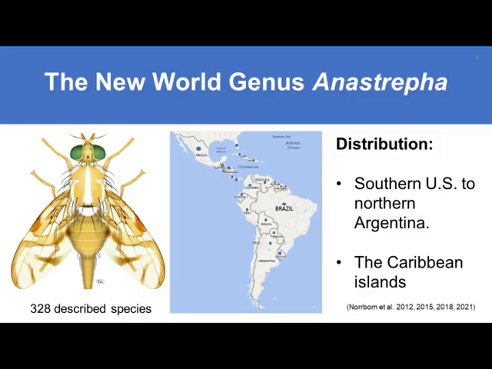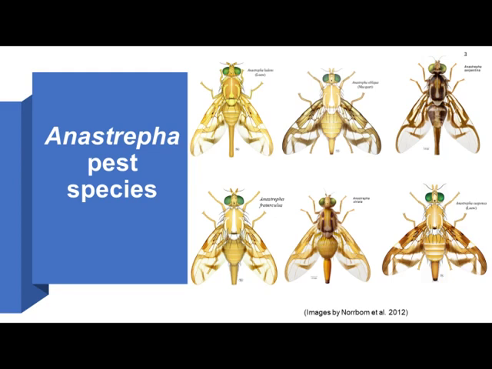So I will be talking more about what we have been doing in terms of the larva morphology in order to create an online interactive key. The genus Anastrepha occurs in the American neotropics and subtropics. It comprises more than 328 species. Among these species, we have 7 pest species.